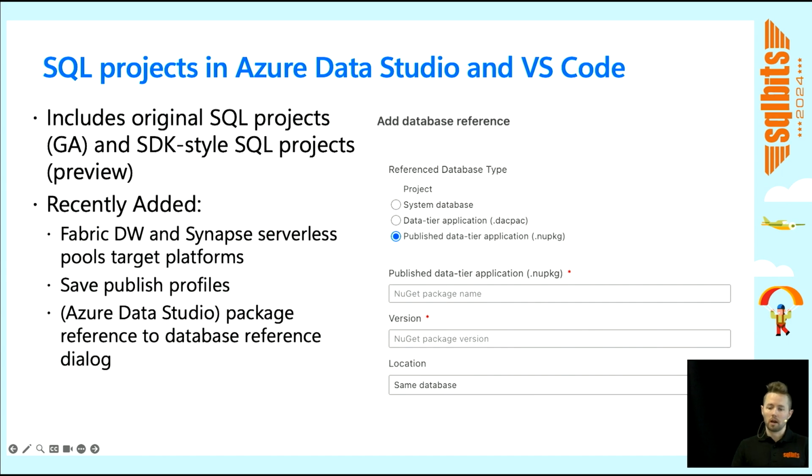So maybe if you have a multi-database application, so you have several databases on an instance that you need to reference, you can package up the ones that are more stable into these packages and then reference those. So let's say you have either a warehouse or a metadata store database, and then you have other application databases. You can kind of compartmentalize your application in that way. The Synapse Serverless and Fabric DW target platforms have been added into VS Code and Azure Data Studio, and then the ability to save publish profiles, which is already in Visual Studio, has been added.